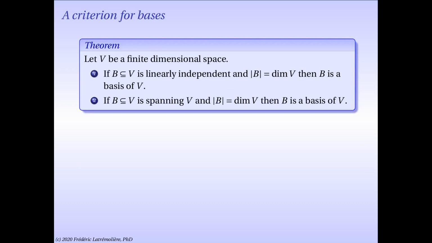So that actually immediately gives us a new way to prove that in a finite dimensional space, a given subset is a basis. So if B is some linearly independent subset of a vector space of finite dimension, and if the cardinality of B is the dimension of your space, then actually B must be a basis. Similarly, if B is spanning your vector space, and the cardinality of B is the dimension of the vector space, then B is a basis of your vector space.